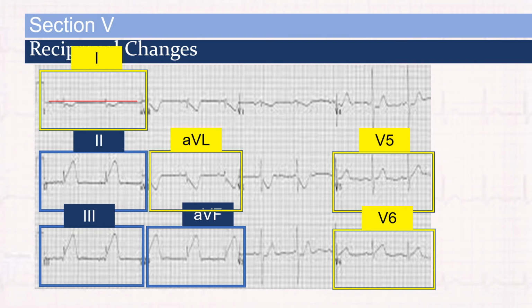So as we look at the baseline and we look at the ST segment of 1 and aVL, we can see that there is depression in 1 and aVL. So this would be said to be an inferior wall STEMI with reciprocal changes in 1 and aVL.